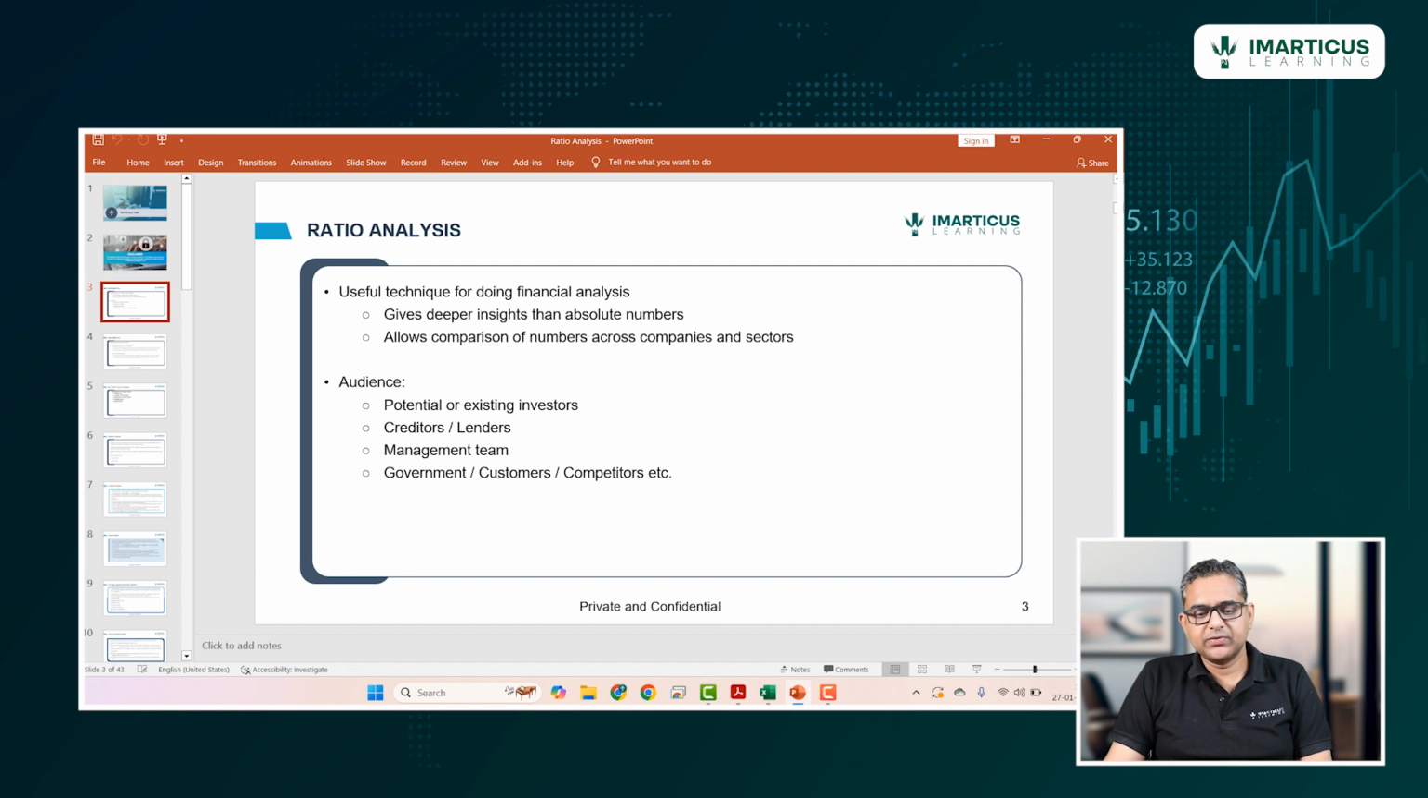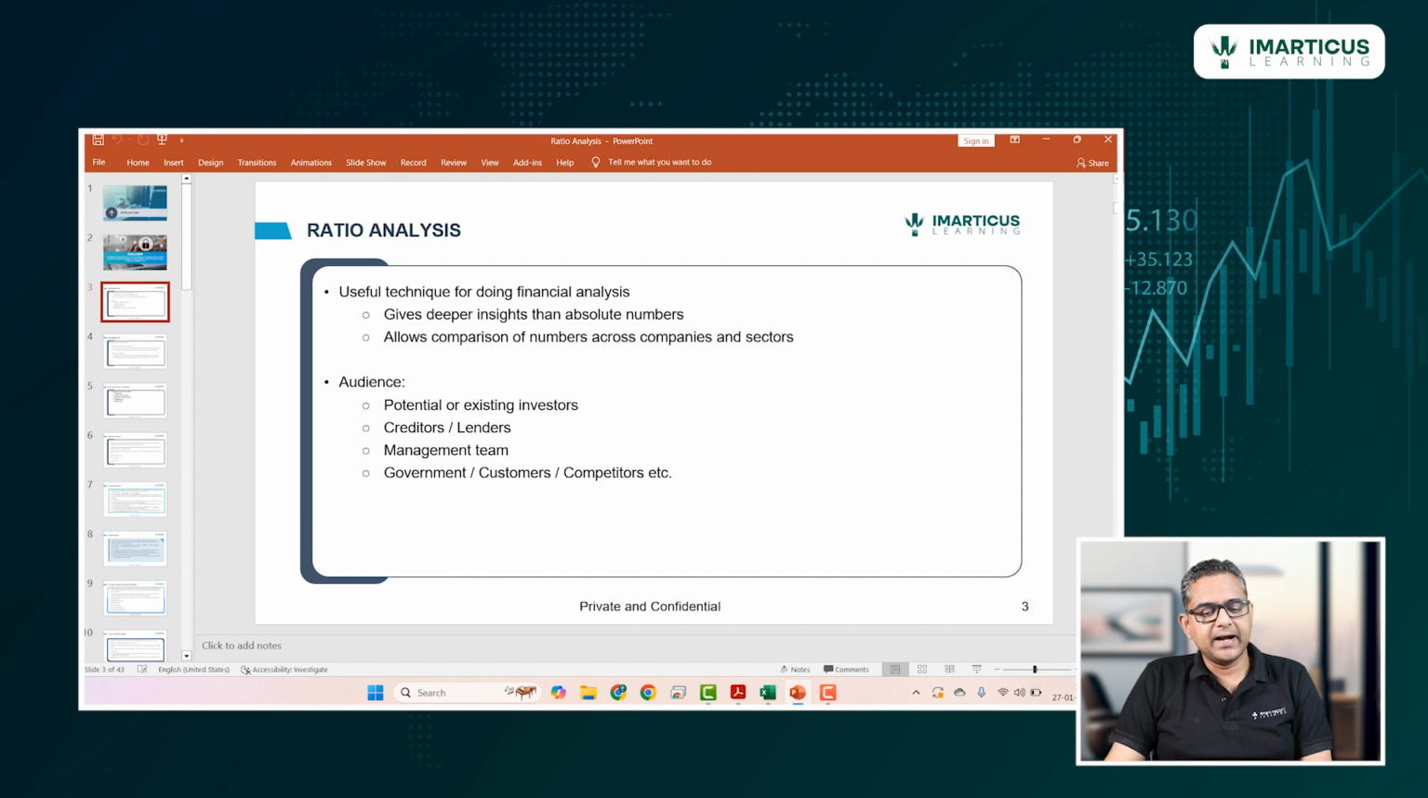Now, who is the audience for the different types of ratios? Who wants to look at different types of ratios? There are multiple audiences. For example, potential or existing investors. If I have invested in any company, or I am planning to analyze and invest in any company, I'll definitely look at various ratios the company is able to generate as compared to other similar companies, and then I'll figure out whether it is a good investment or not.